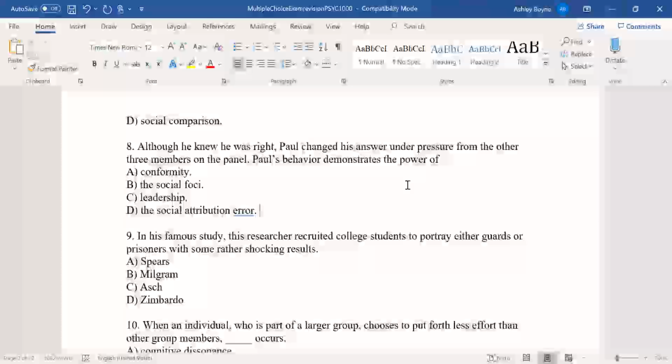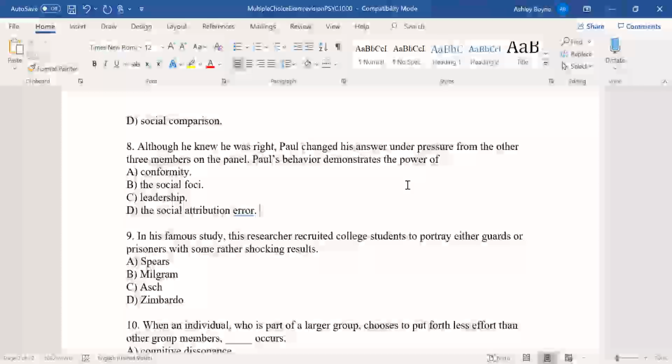Although he knew he was right, Paul changed his answer under pressure from the other 3 members on the panel. And Paul's behavior demonstrates the power of A, conformity, B, the social foci, C, leadership, D, the social attribution error. Okay, great. Yes, the answer is A, conformity. Okay, moving on to number 9.